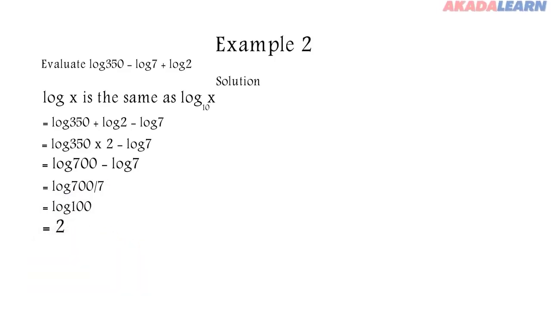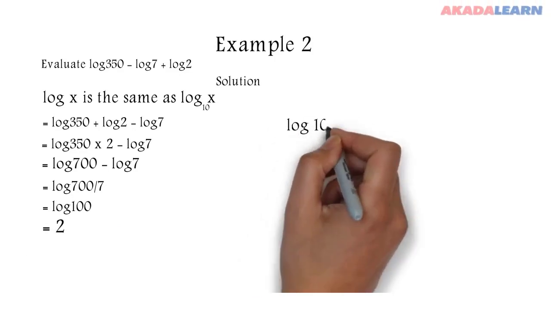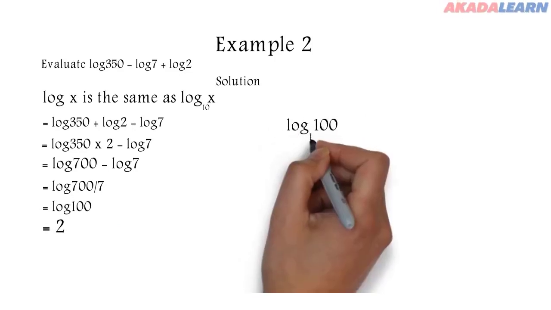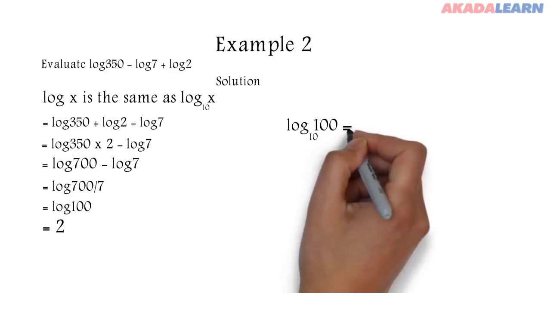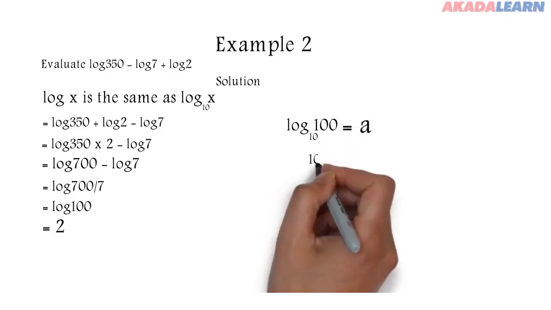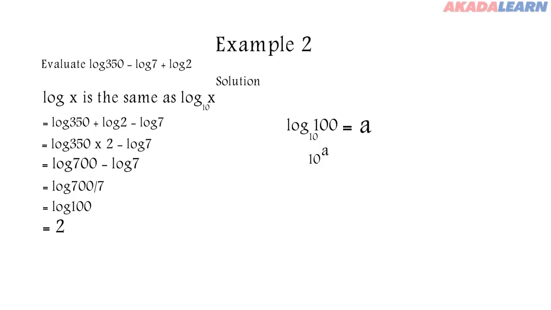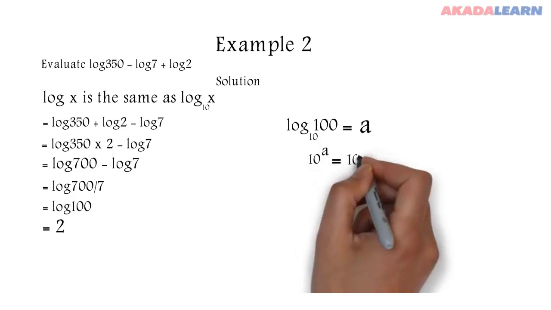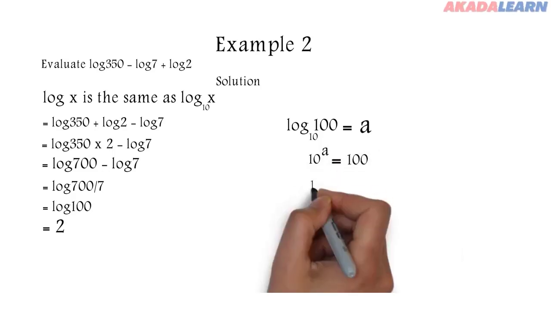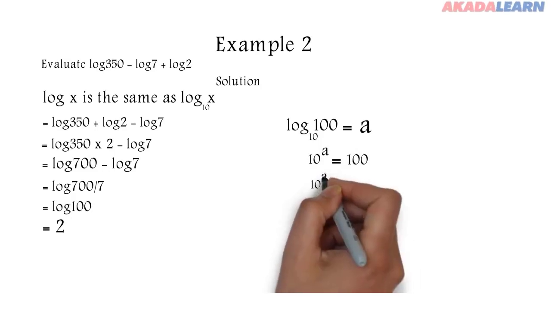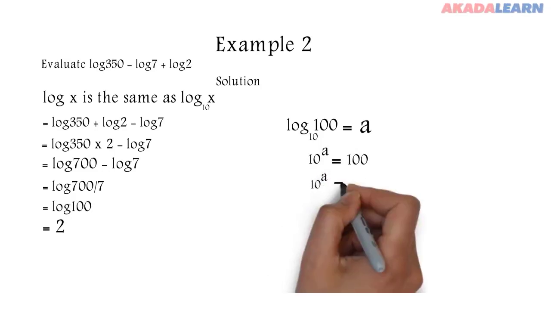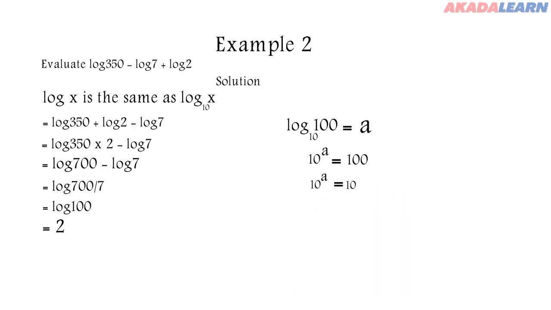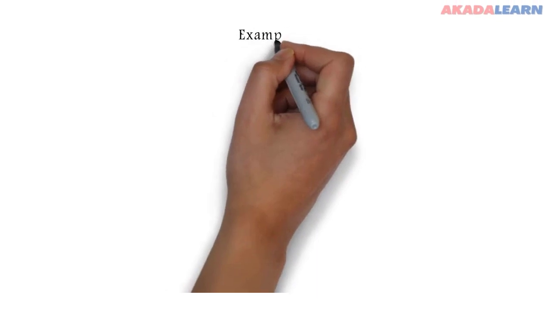Now why do we say 2? Let's see how to simplify that. So log 100, I told you we can say base 10. So let's equate it with a. We change it to index form. 10 raised to the power a will be equal to 100. So we are going to rewrite 100 as 10 raised to the power 2. So 10 raised to the power a will be equal to 10 raised to the power 2. So our a is 2. That's why we say log 100 is equal to 2. Okay, that's simple enough. Now let's proceed. Example 3.